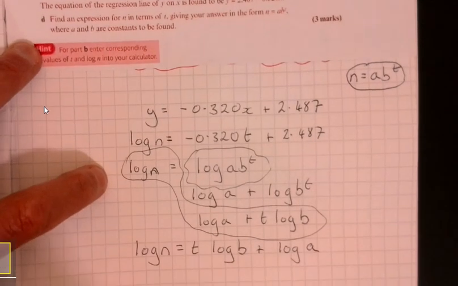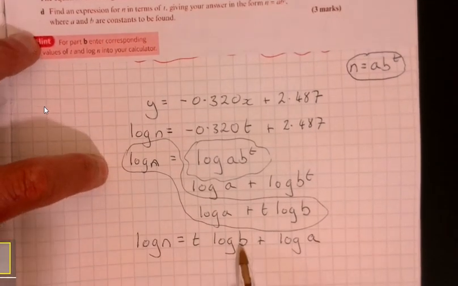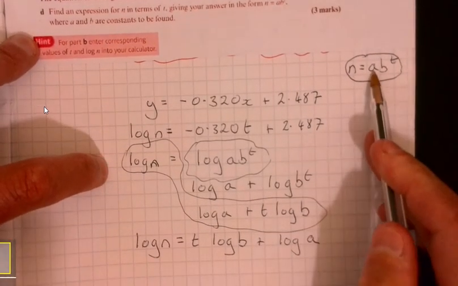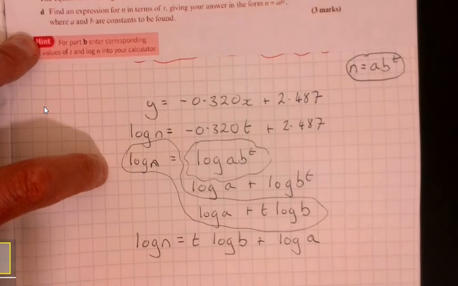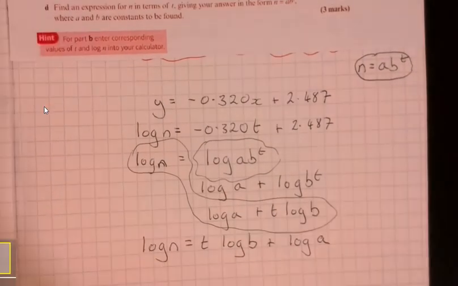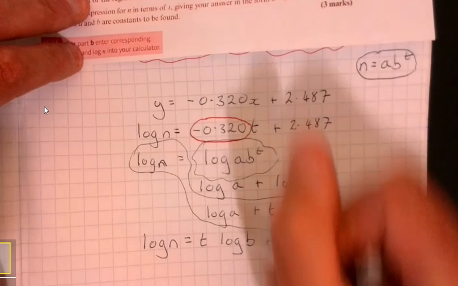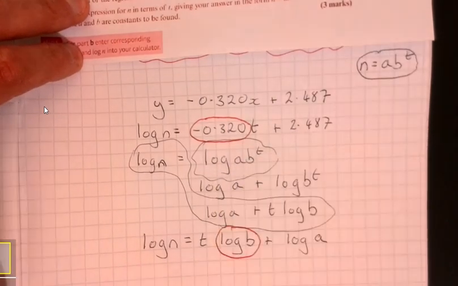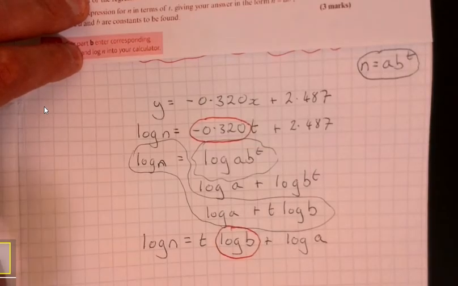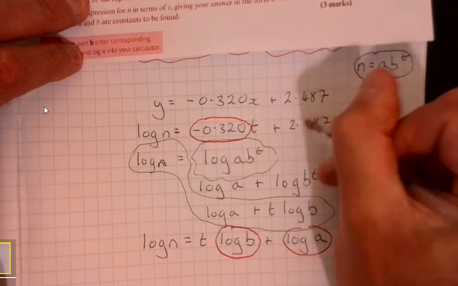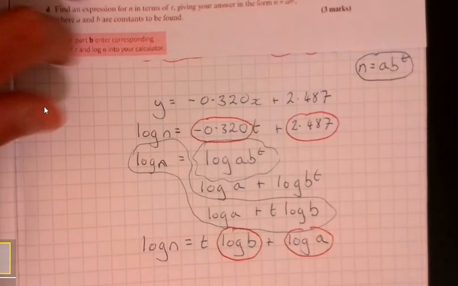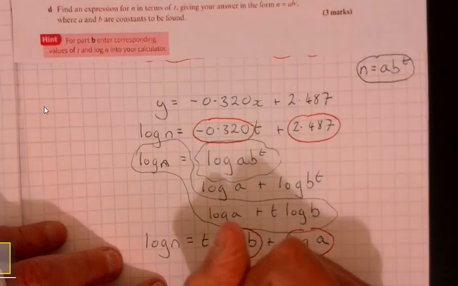Now remember, I want to work these things out. That's what I'm after, a and b. What do we know? Let's have a little look, so we know what's the difference of the two things. Log b equals that. Log a equals that. Write those things down.